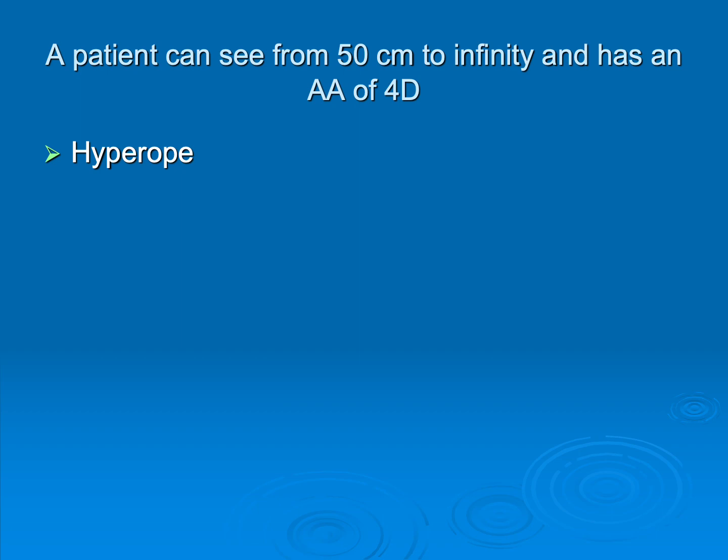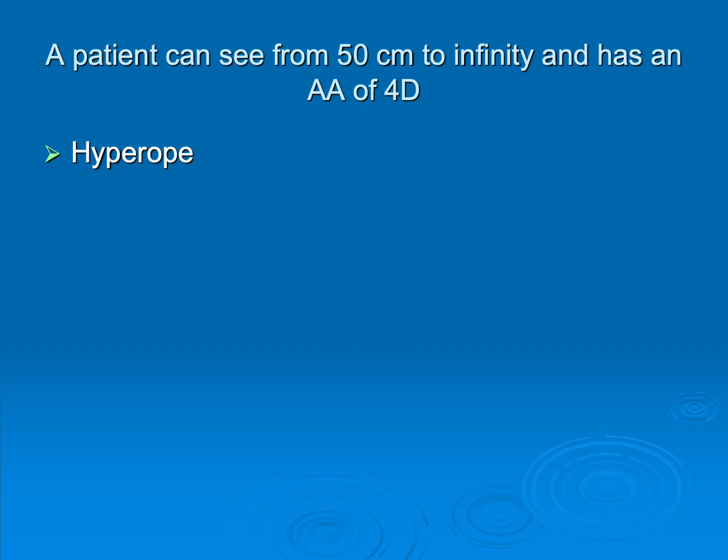You can see here with the accommodative amplitude of 4, they've already told us step 3. We already know their total buying power. So this must be kind of a step 2 question, asking us how hyperopic are they? How much debt do they have? What pair of glasses would you prescribe? All asking kind of the same thing.